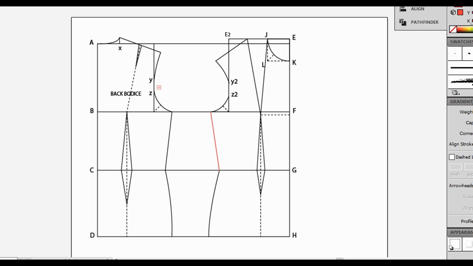To add another option for the bust dart, measure the side seam line. Pull a line from the bust point to 1/3 length of the side seam length. And there we go, now we have our front bodice too.